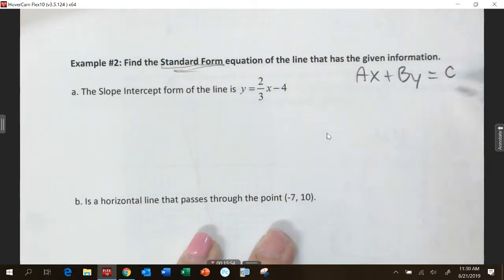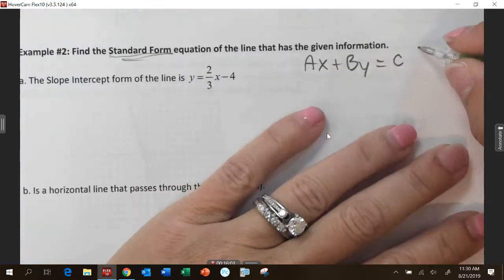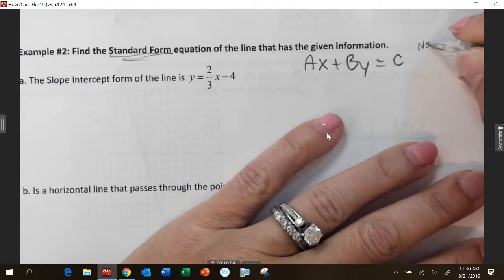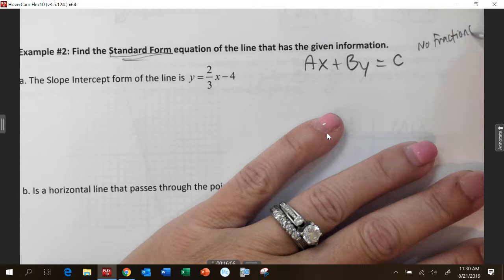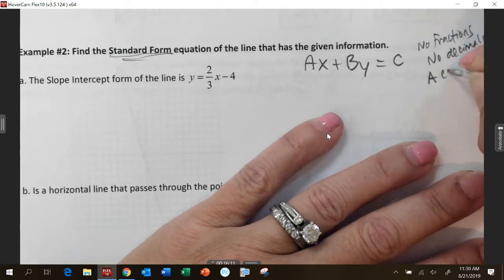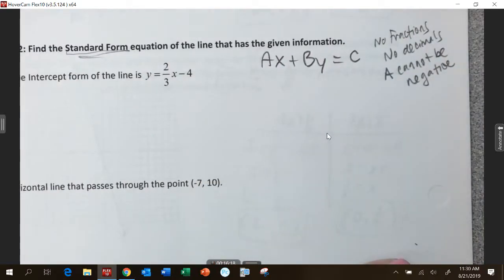What do we know the rules are for it when it's in standard form? Okay, no fractions, no decimals. And a cannot be negative. No fractions, no decimals. A cannot be negative. You don't have to write that down if you know it or if it's in your notes. I just wanted to review that. And I like writing what I say just in case somebody's more visual than hearing.